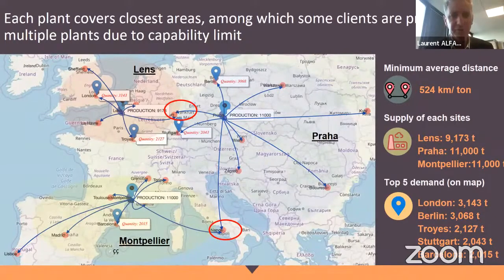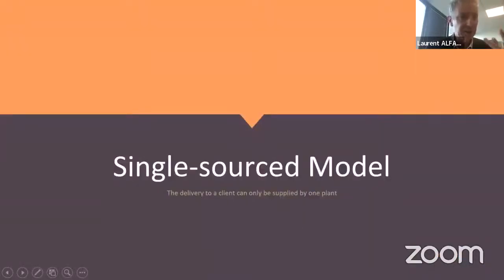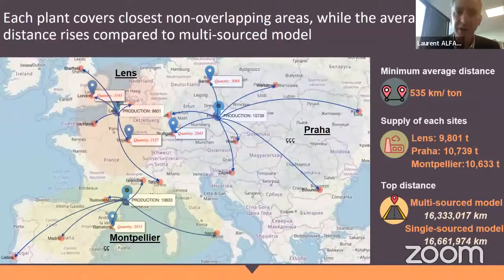They put the KPIs, the key performance indicators, here on the right. They put the minimum average distance. They did the same for single source. So this is single source, a single assignment, 100% comes from the same place. It's very close to it. Why? Because the other solution was almost single source. So now it's single source. Now Napoli is only served by Montpellier.